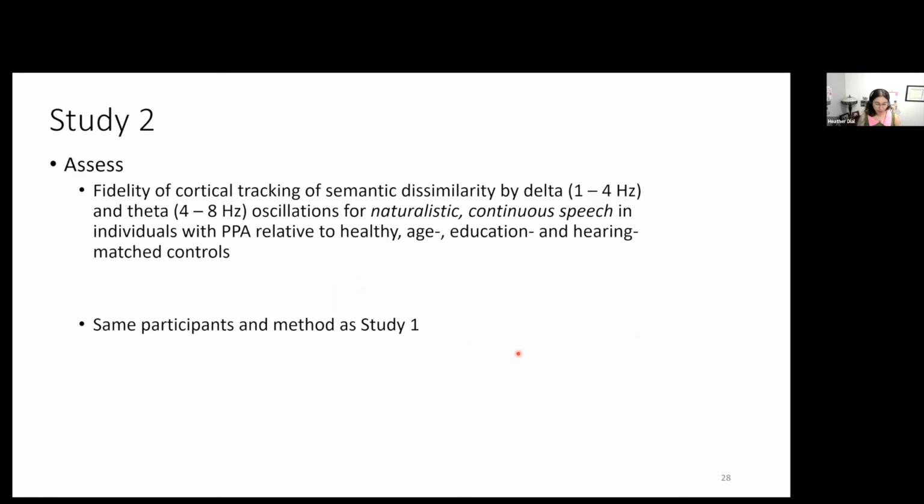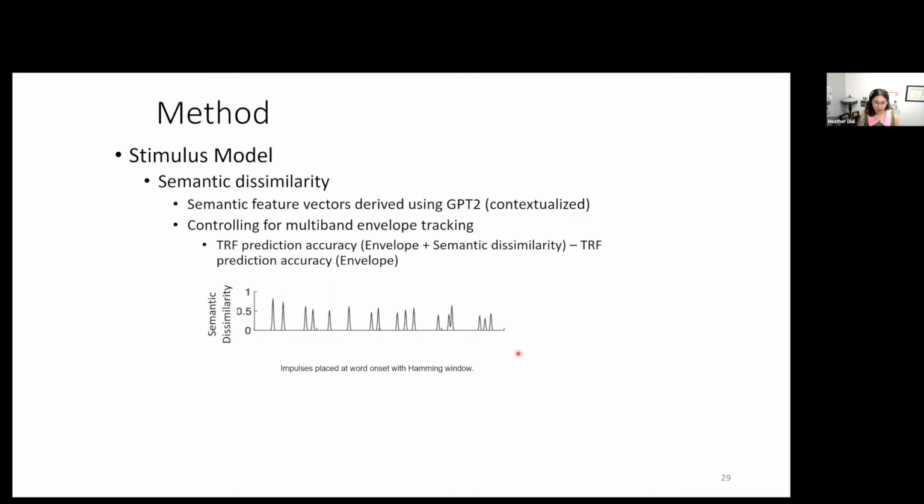So just quickly, this is what that semantic dissimilarity model might look like. In this case, we used GPT-2 to derive our feature vectors rather than word2vec. The main difference here is that GPT-2 provides contextualized vectors. So for an example, the word bank might mean different things when you're talking about money versus a river. In word2vec, the feature vectors for bank would be identical, but in GPT-2, they differ depending on the context.